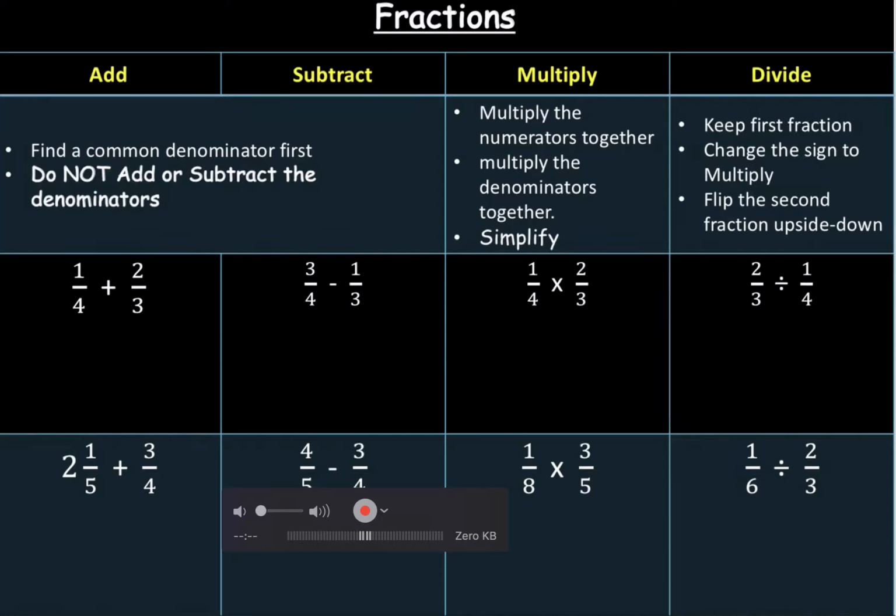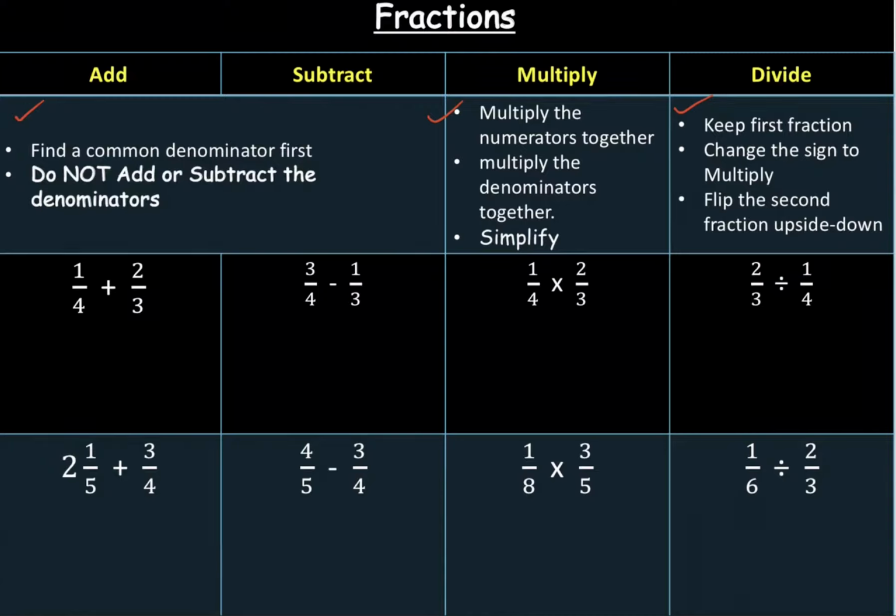Today we're going to learn about how to add, subtract, multiply and divide fractions. So here are four examples, and here you can see these are the methods, and I'm going to talk you through these methods. So the first problem here is 1 out of 4 add 2 out of 3. You can see the denominators are different.